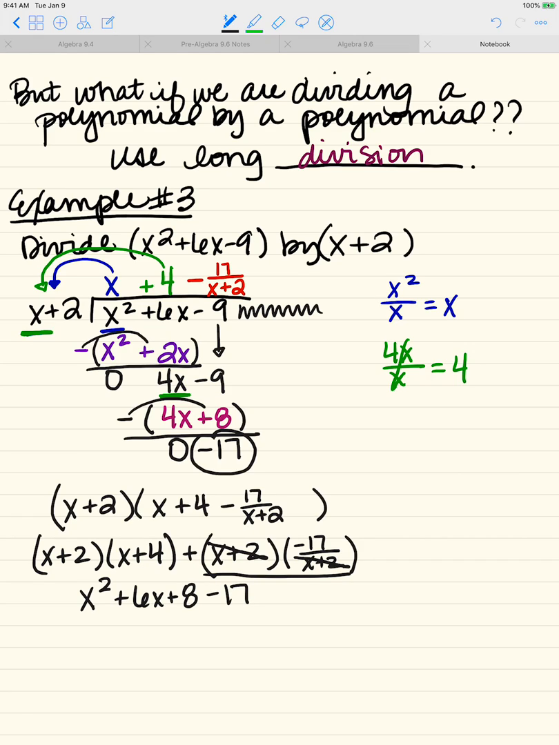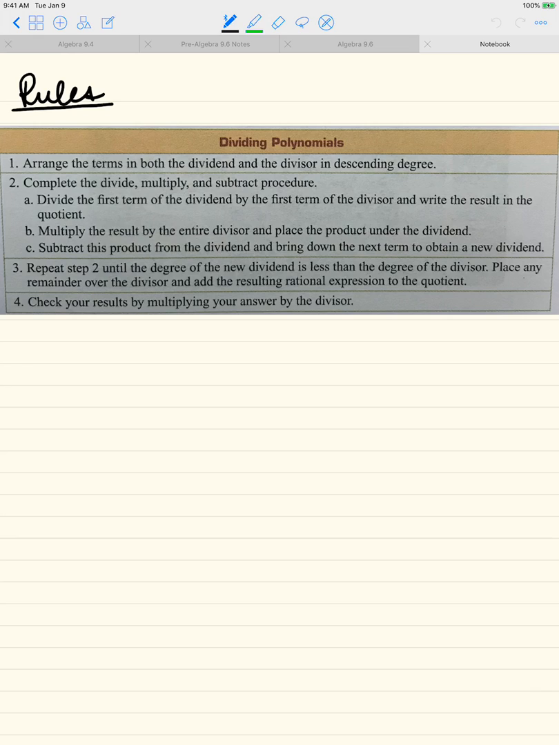Simplify where you can. X squared doesn't have a like term. 6x doesn't have a like term, but 8 minus 17 is negative 9. Okay, guess what? We came right back to our dividend. We know we did it correctly. Okay, here are your rules for dividing polynomials. You can read through those. You can have them just handy for you as you move through the lesson.